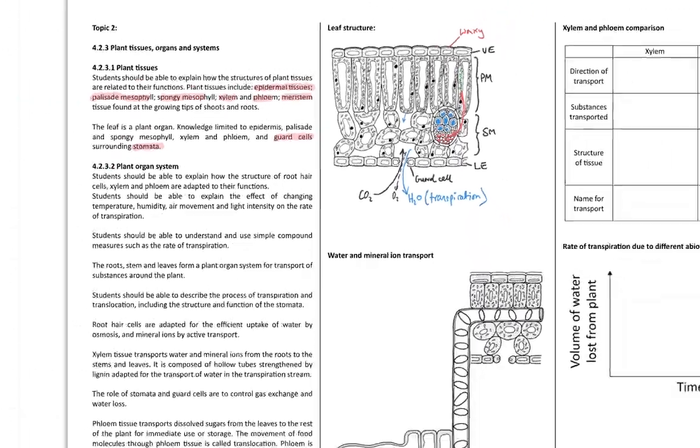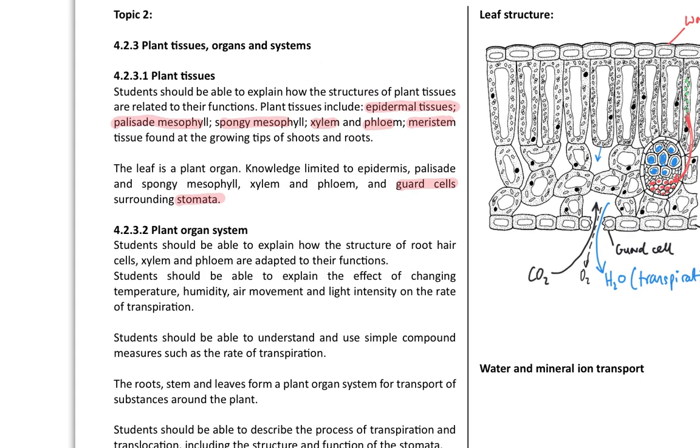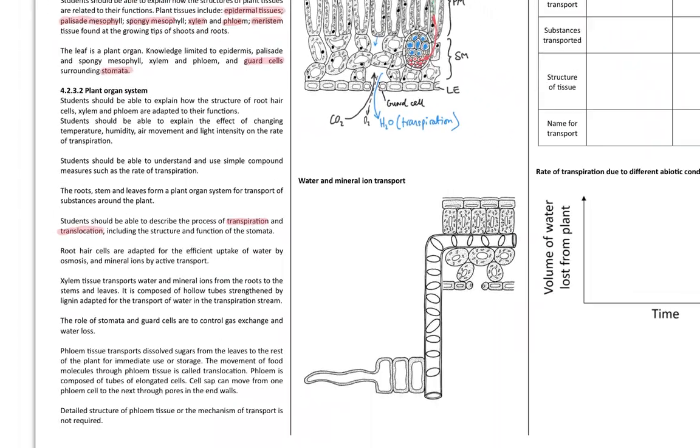Let's look at root hair cells. It goes on to talk about this as well. So it says you should be able to explain how the structure of root hair cells, xylem and phloem, are adapted to function. And then we get onto this thing that I'm going to get onto last of all. The roots transport substances around the plants, and we've got these words transpiration and translocation. So let's take this journey from what moves into the root hair cell.